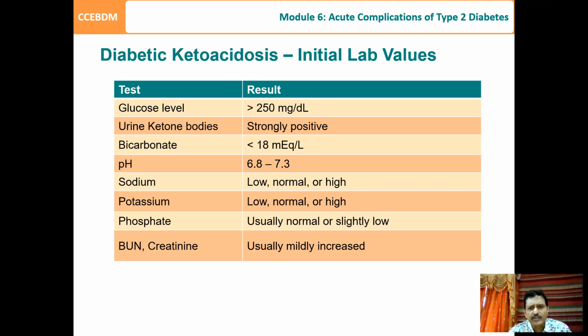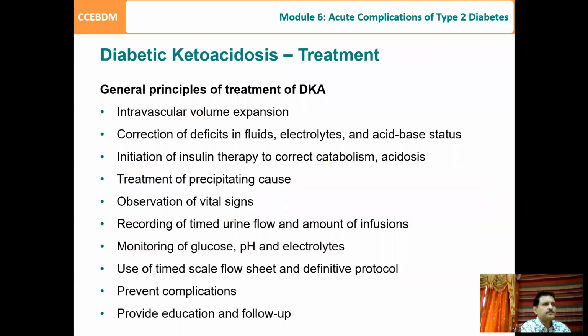Sodium and potassium level is variable. Phosphate level is also variable. In most situations, the blood urea nitrogen and creatinine value is slightly increased, but it may be because of dehydration. It may not always be because of acute tubular necrosis. And once we start the fluid replacement, when the volume is restored, this rise in blood urea nitrogen and creatinine value can come down to the normal level.